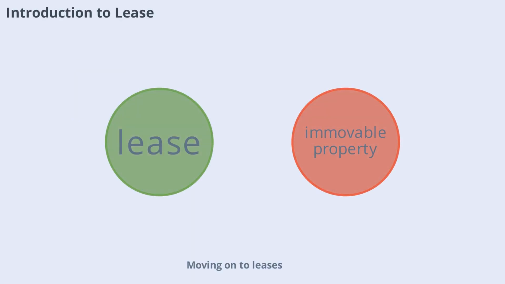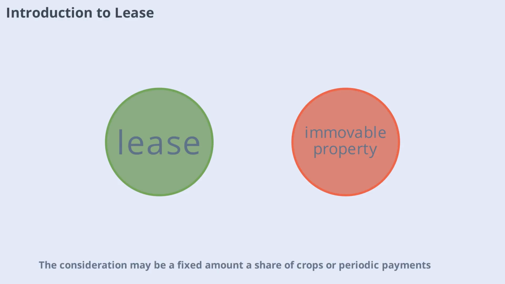Moving on to leases, Section 105 of the Transfer of Property Act defines a lease as the transfer of the right to enjoy immovable property for a certain time, in consideration of a price paid or promised. The consideration may be a fixed amount, a share of crops, or periodic payments.